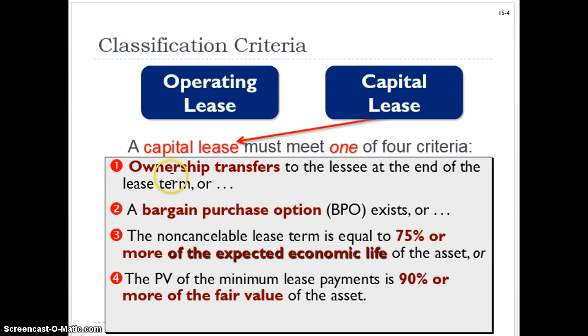Well, the first one of these is self-explanatory. Ownership transfers to the lessee. They're basically buying the item that they're renting, that they're engaged in a lease for, because the ownership transfers.